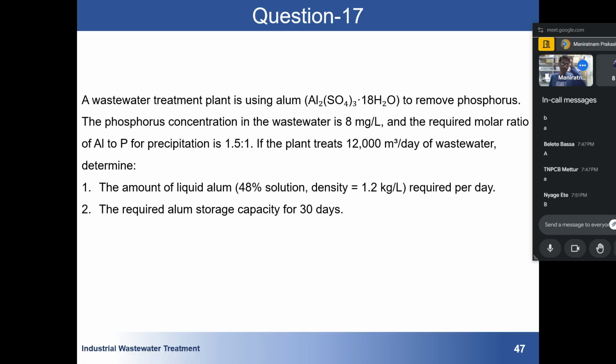If you want to make a storage capacity for 30 days, then what will be the volume of the storage? In a simple way we can say it is the amount of sludge produced in 30 days. Okay? So I will just directly answer it.